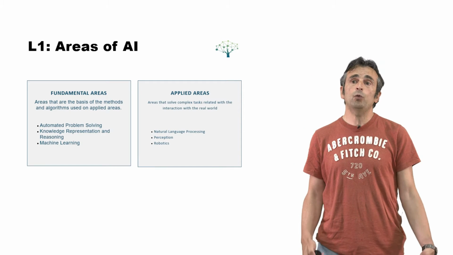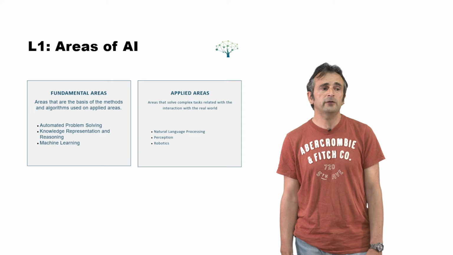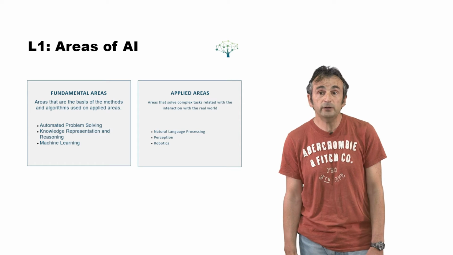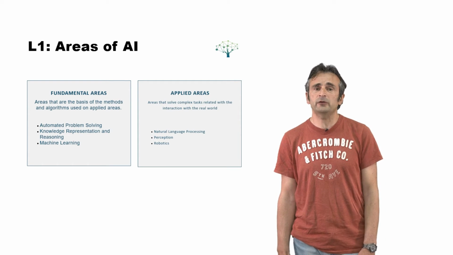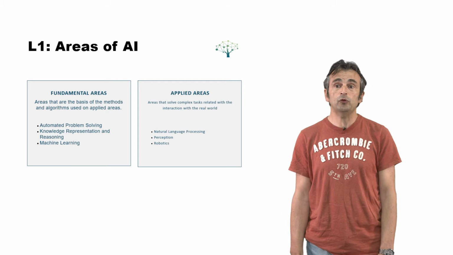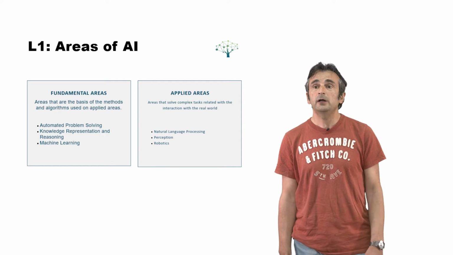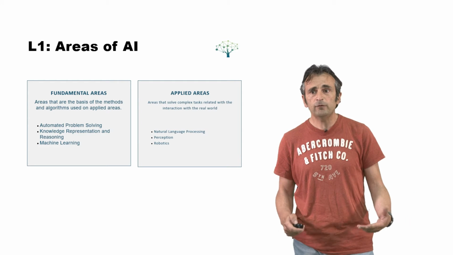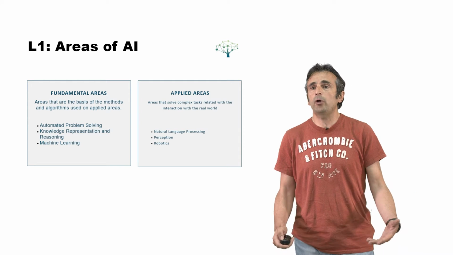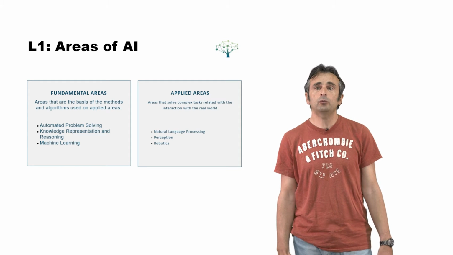Another way to define artificial intelligence is to enumerate the topics that it covers. We will see that AI has historically addressed some fundamental areas, such as general problem solving, knowledge representation and reasoning, and machine learning. And these fundamental areas have been used to solve some applied problems, such as natural language processing, perception, or robotics.